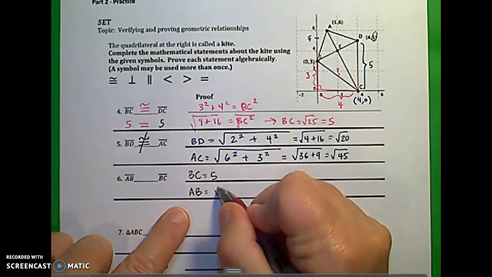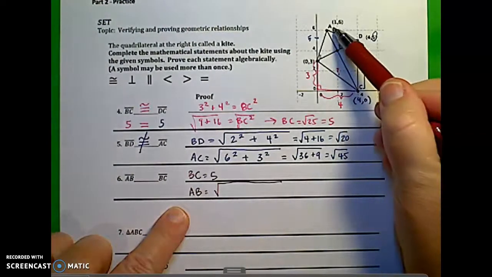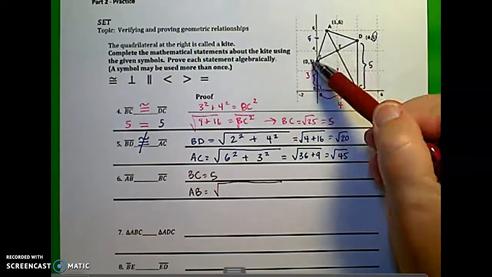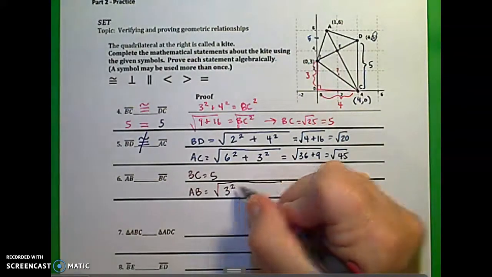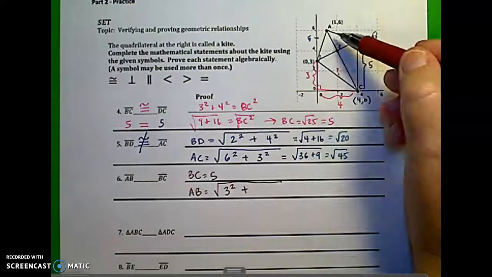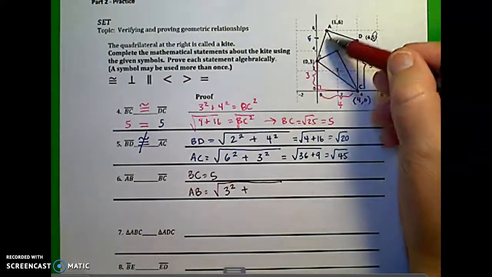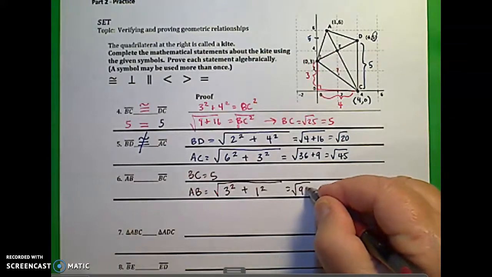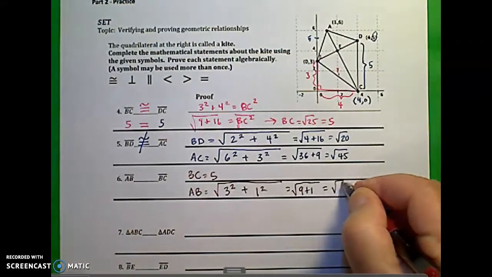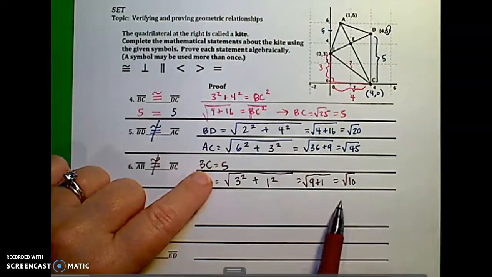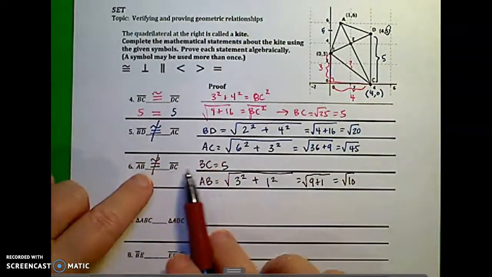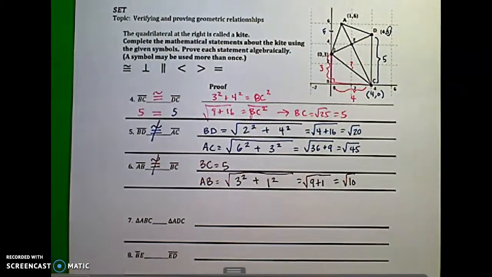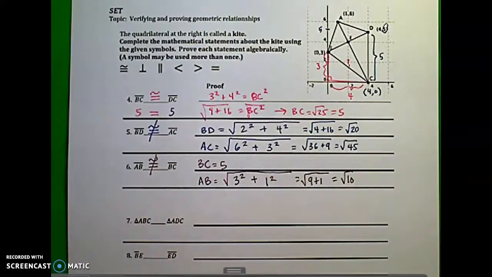I'm going to use the distance formula again. A is up here, B is there. The difference between the y values. The y values are 6 and 3. The difference in 6 and 3 is 3. Square it. The difference in the x values is 1 squared. So I have the square root of 9 plus 1, which is the square root of 10. So these two are obviously not equal. We'll put not congruent. We're going to actually look at the slopes on this next video.